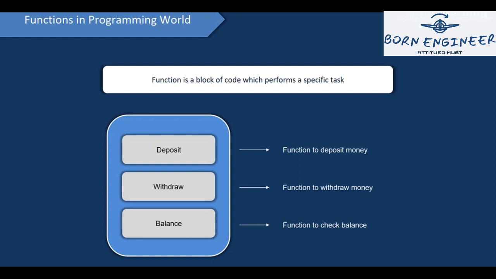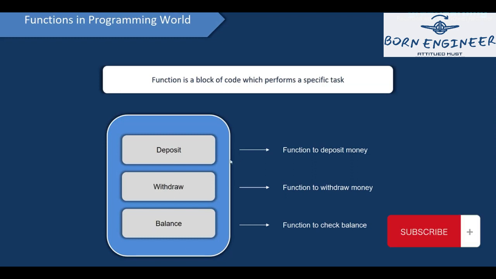Now let's take this example of an ATM machine. You've got three different options when you go to the ATM machine, don't you? You can either deposit your money, or you can withdraw cash, or you can check your balance. So you basically have three different functions over here. Either you can put your money into the ATM machine, which will automatically be credited into your account, or you can withdraw cash from the ATM machine, or you can check your balance.